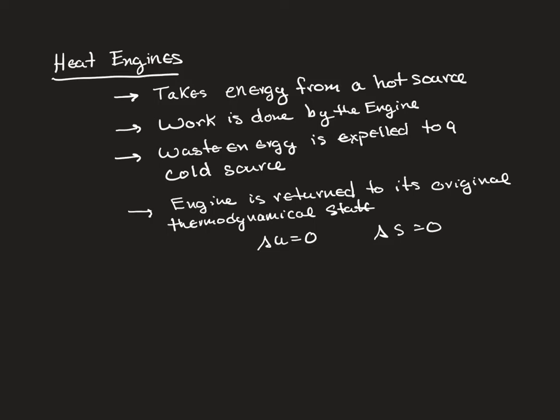We're going to start chapter 20 by talking about heat engines. So a heat engine takes energy from a hot source, uses some of that energy to do work, and then waste energy is expelled to a cold source. And this process returns the engine back to its original thermodynamical state. This concept is referred to as a cyclic process.